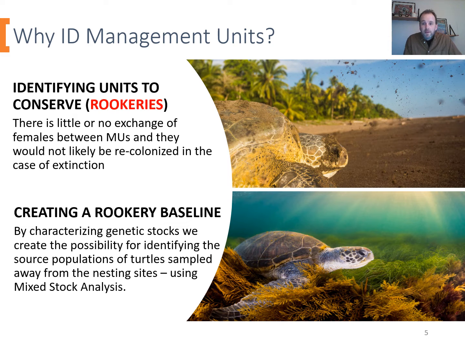So how do we characterize connectivity using genetics? Well, in the first part of Peter's presentation, we talked about the importance of identifying stock structure in order to better manage and protect rookeries that are genetically distinct. And the other reason why that's important is because by characterizing these management units, we create a reference of rookery baseline data that we can use to look at connectivity between rookeries and foraging grounds and be able to define the geographical boundaries of each stock.